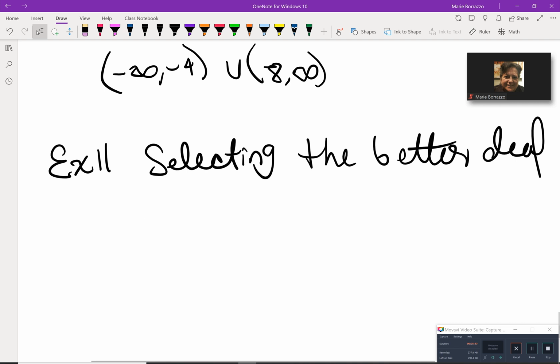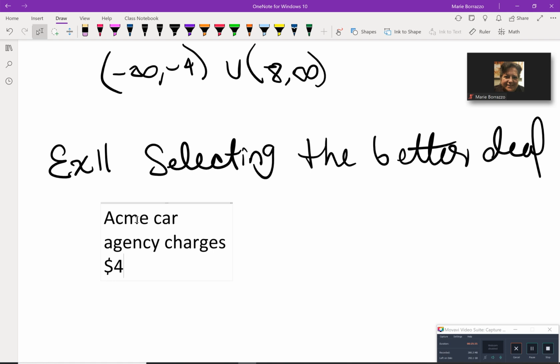So in this question, it says Acme Car Agency charges $4 a day plus, in this case, 0.15 per mile. Remember what I said to you guys, per means that is where the slope sits.